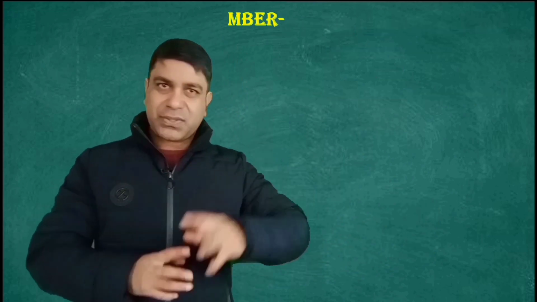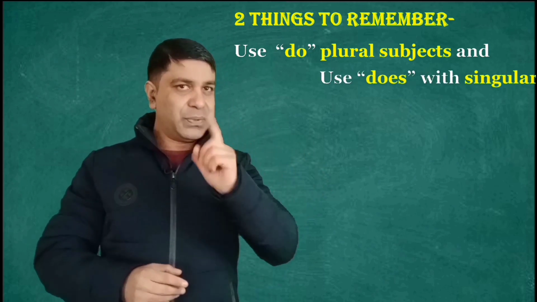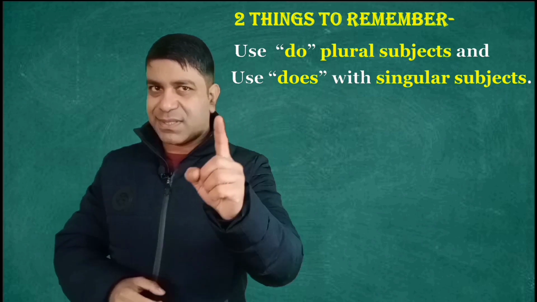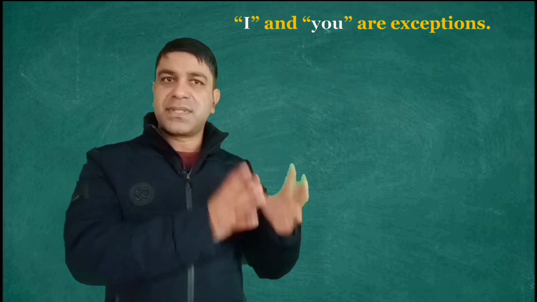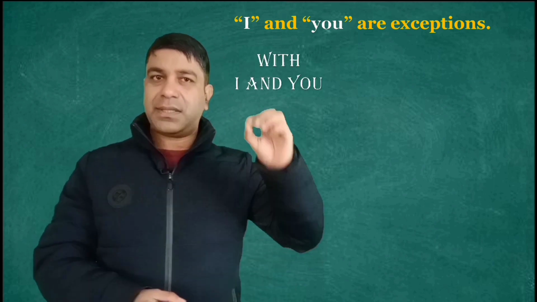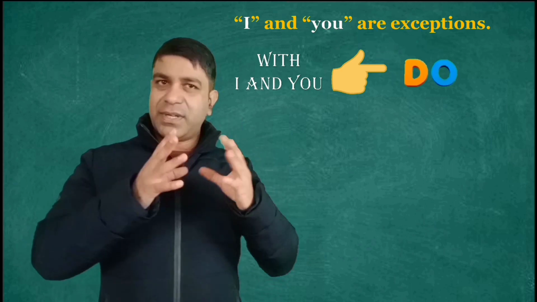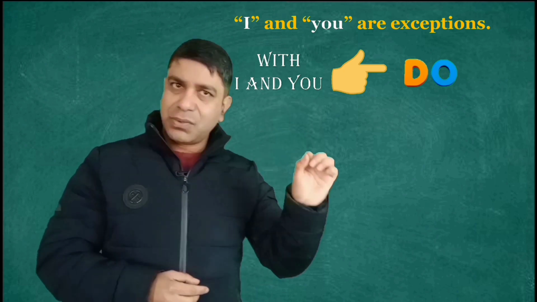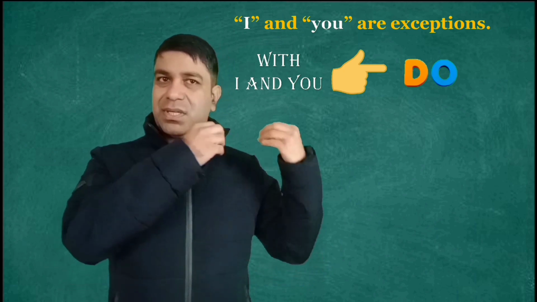So there are two things to remember. Use do with plural subjects and use does with singular subjects. But the first person pronoun I and the second person pronoun you are exceptions. With I and you, we always use the plural verb do. For example, you can say, I do not know him and you do not know him. We do not say, I does not know him or you does not know him.